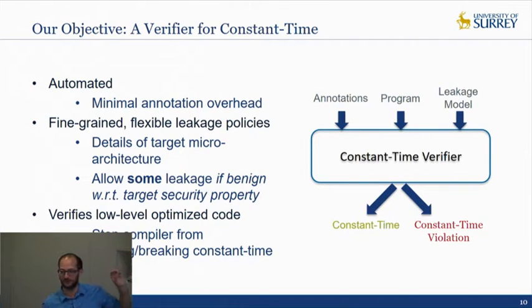in annotations, a small amount of them, a program. So here we're taking C but compiling it down to LLVM. We're annotating C just to make it readable and easy to deal with. And a leakage model, optionally. And that produces either, yes, this is constant time, or no, this is not constant time, and here is a possible trace that illustrates it. No, this is not constant time is actually, I can't prove that this is constant time. It's not complete.